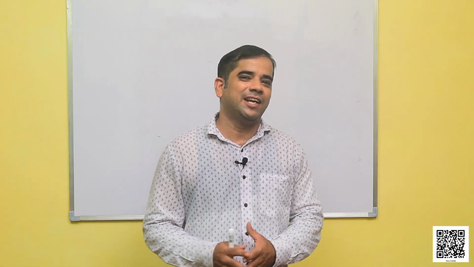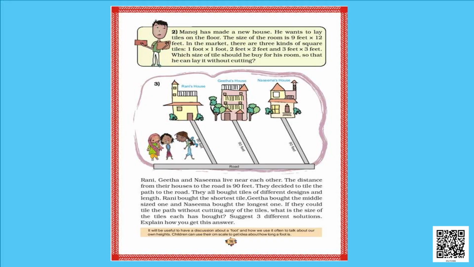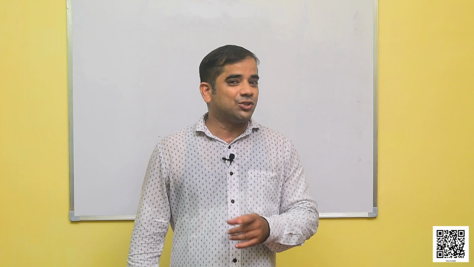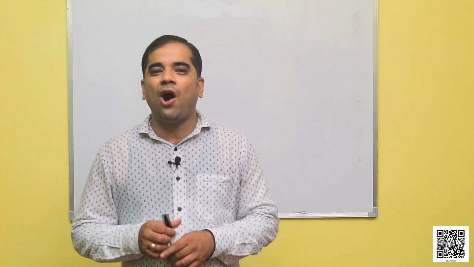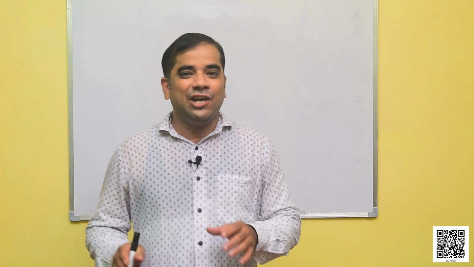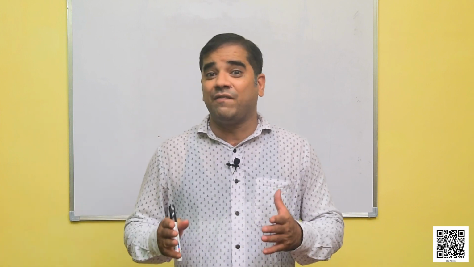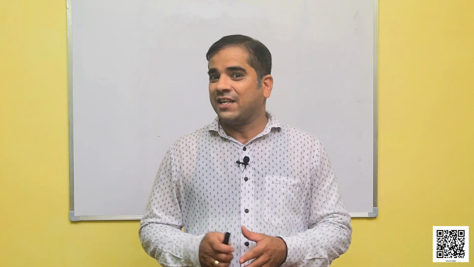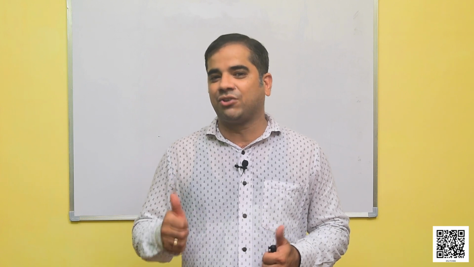The last question is all about Rani, Geeta and Nasima. I am not going to give the solution for this because I hope you have understood the concept in the previous question and I am sure that you all can do the sum very easily without any difficulty. So, this is the homework. I hope you all can solve this problem and you will be happy enough if you can solve it by yourself, because sometimes it is good to do it by yourself, isn't it?